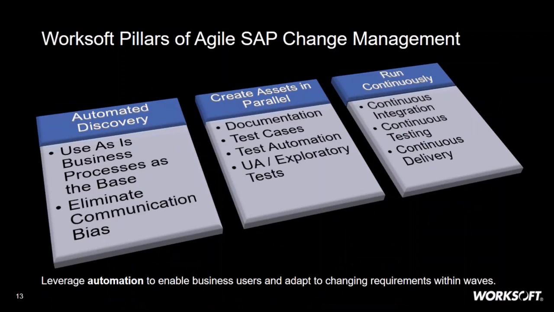So if we look at what are the areas that we tend to focus on for Agile change management, right? We're really looking at some of these key challenges around understanding business process. So being able to automate the discovery of business process and using that to generate documentation to very clearly communicate between the business and the technical teams.